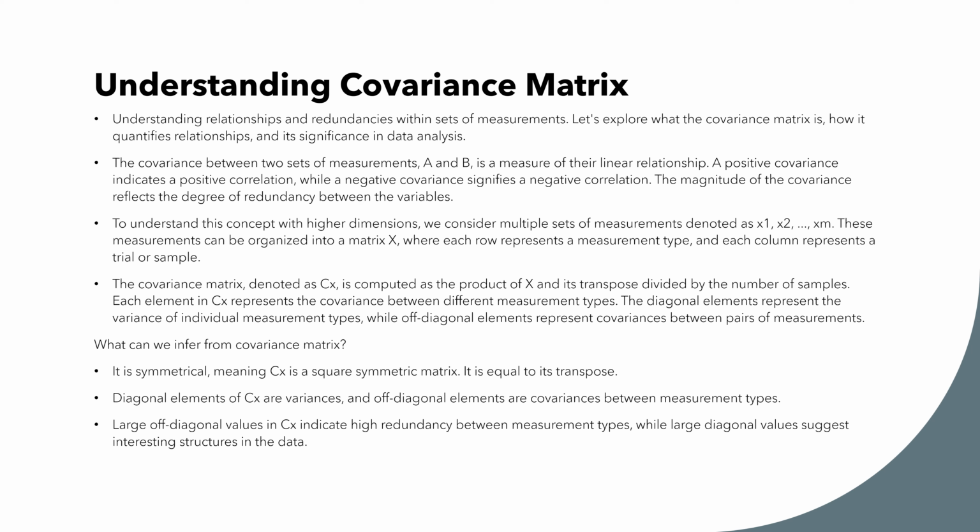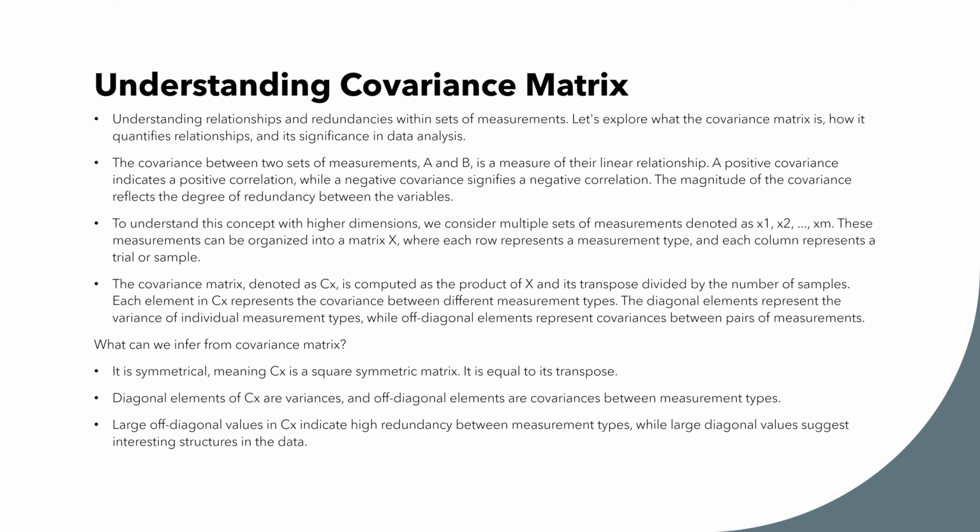Covariance measures the linear relationship between two sets of measurements. A positive covariance indicates a positive correlation, while a negative covariance signifies a negative correlation. The magnitude of covariance reflects the degree of redundancy between variables.